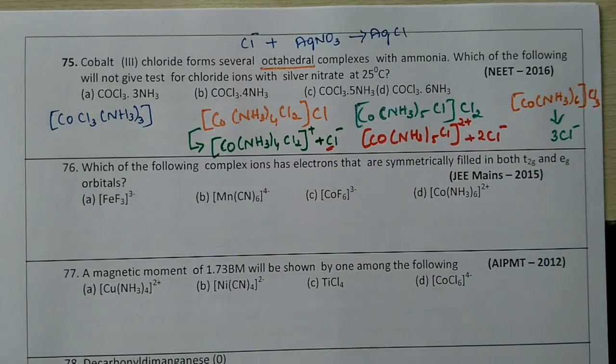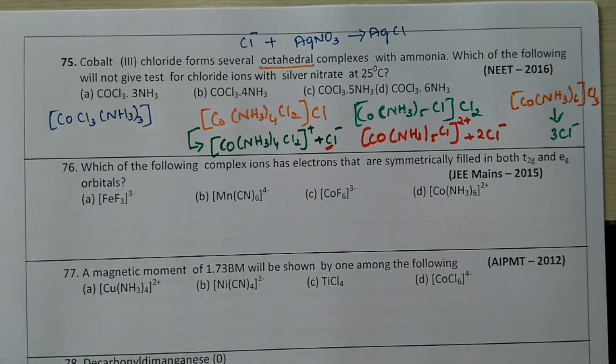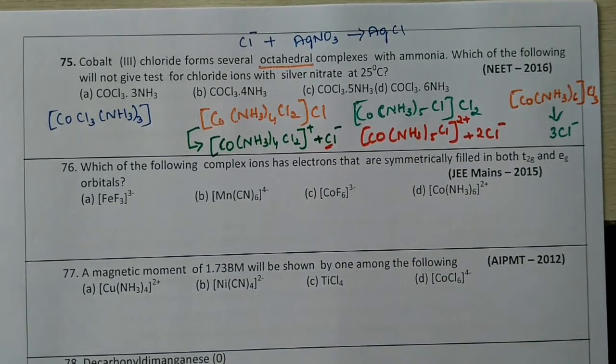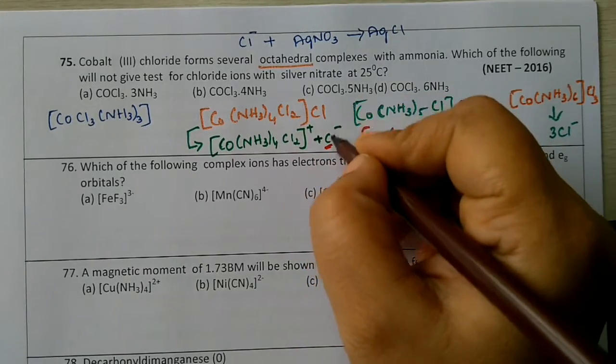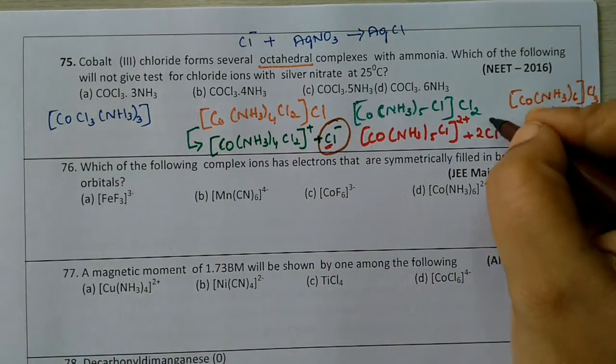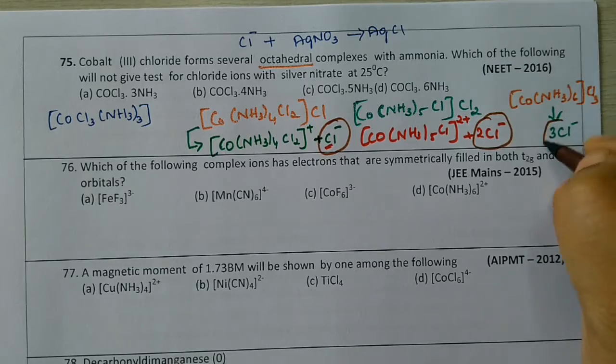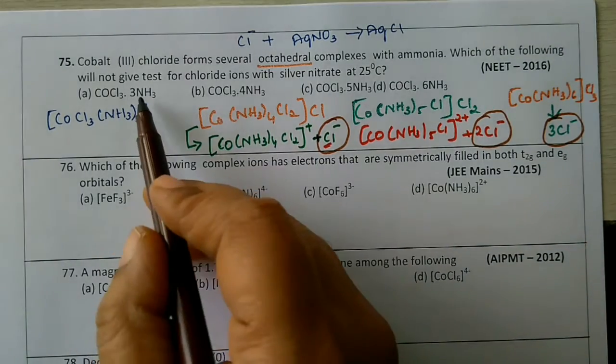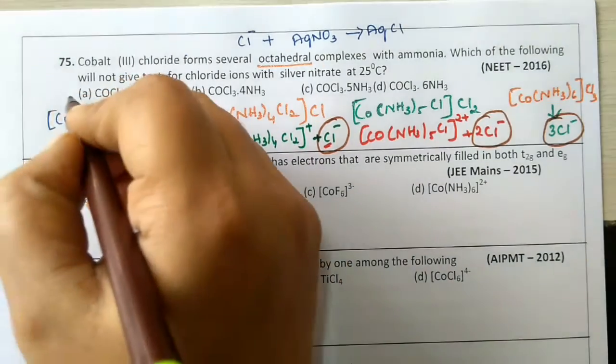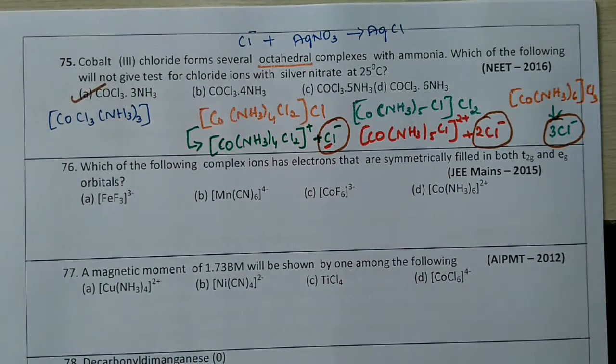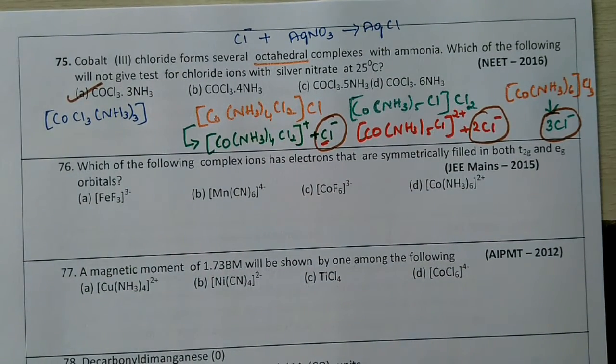So in the first complex also, and in the second complex also, we have Cl as the counter ion. So we have a counter ion here. Here also 2 Cl minus, here also 3 Cl minus. That means here we don't have, so this will not give the test for chloride ions with AgNO3.